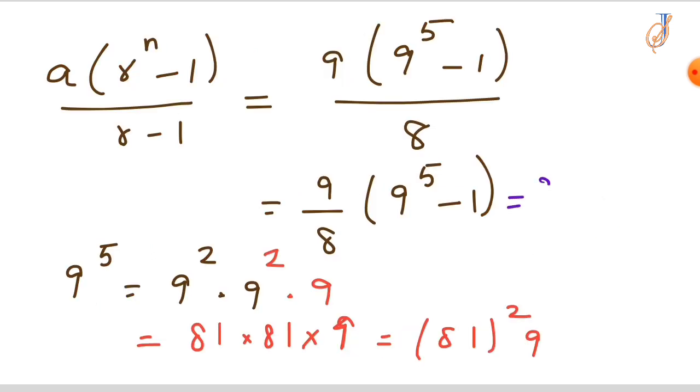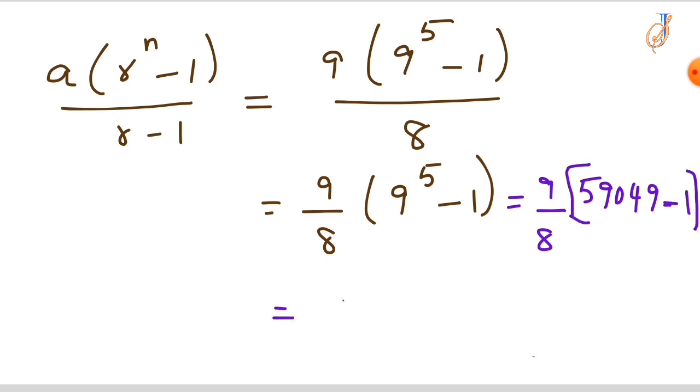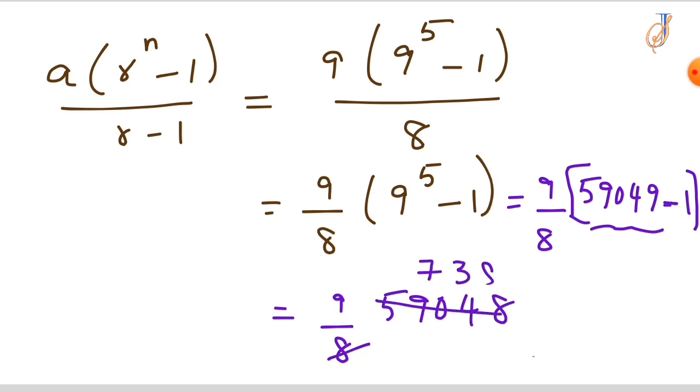This value is 9 over 8, 59,049. This is the 9 power 5 value. Still we need to do minus 1. So 9 over 8. If you subtract this, you will get 59,048. If you divide with 8, you will get 7,381. After multiplying with 9, you will get 66,429. In both methods, we got the same result.